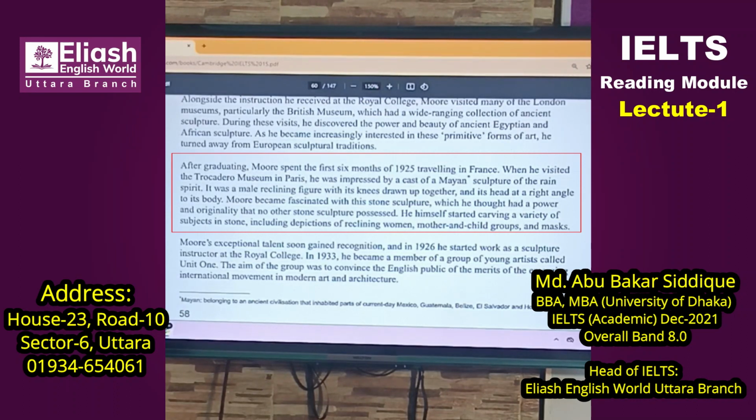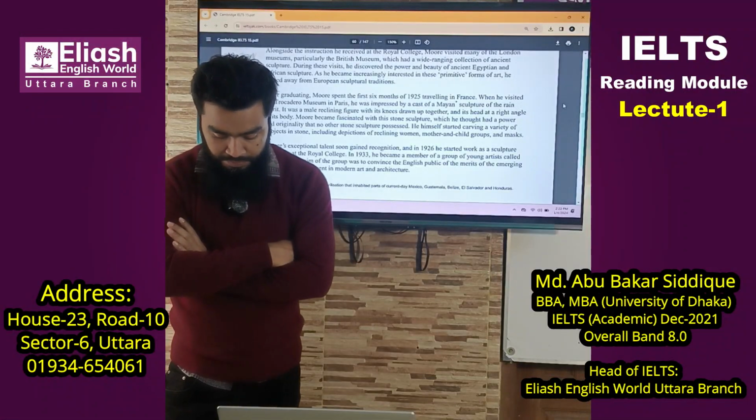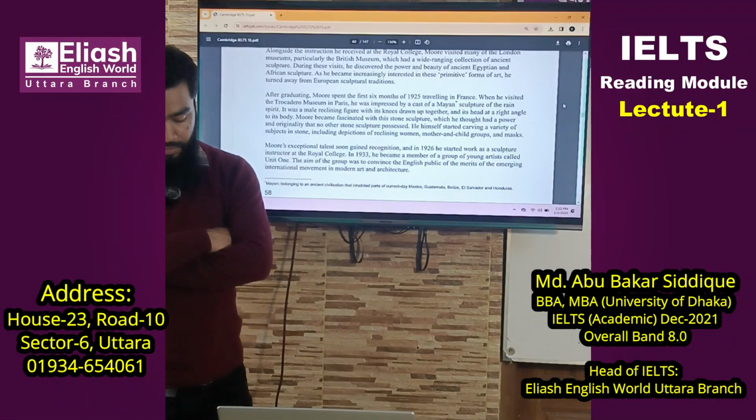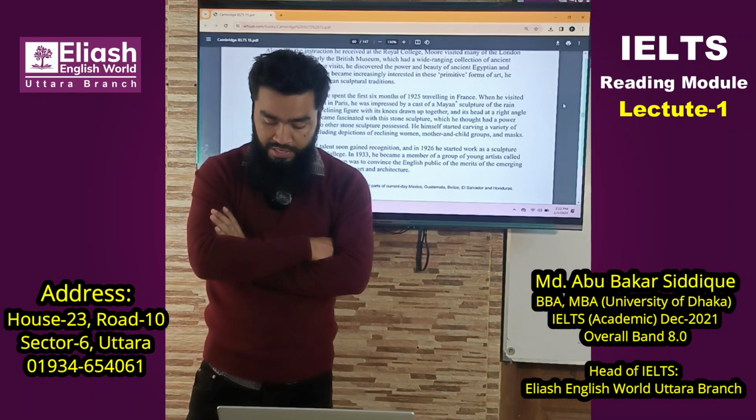In Paris, he was impressed by a cast of Mayan sculpture of the rain spirit. It was a male reclining figure with its knees drawn up together and its head at a right angle to its body. Moore became fascinated with this stone sculpture, which he thought had a power and originality that no other stone sculpture possessed. He himself started carving a variety of subjects in stone, including depictions of reclining women, mother and child groups, and masks. So the question is about the Trocadero Museum's Mayan sculpture attracting a lot of public interest.